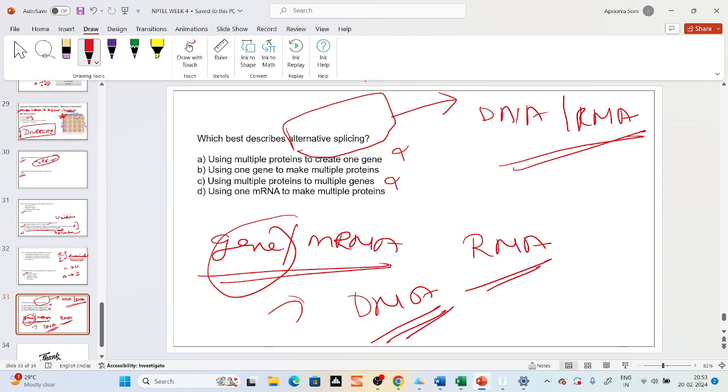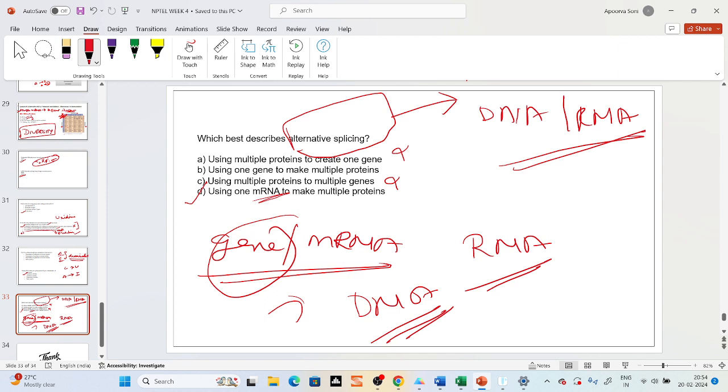So when the phenomenon occurs at RNA level, that means we are talking about that one mRNA which is used to make multiple proteins, because this would be more specific. Although that gene has only made the mRNA, you have to be more specific. You have to see which makes the most sense here, because we're talking about a phenomenon which occurs at RNA level. That is why we have to select option D, using one mRNA, because the gene option would be used if we talk about anything that occurs at the DNA level. Is it clear to everybody? Yes, ma'am.